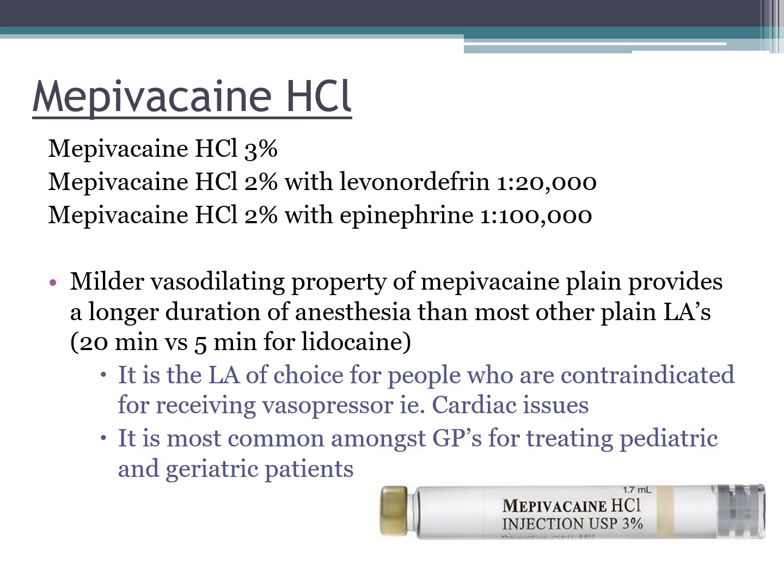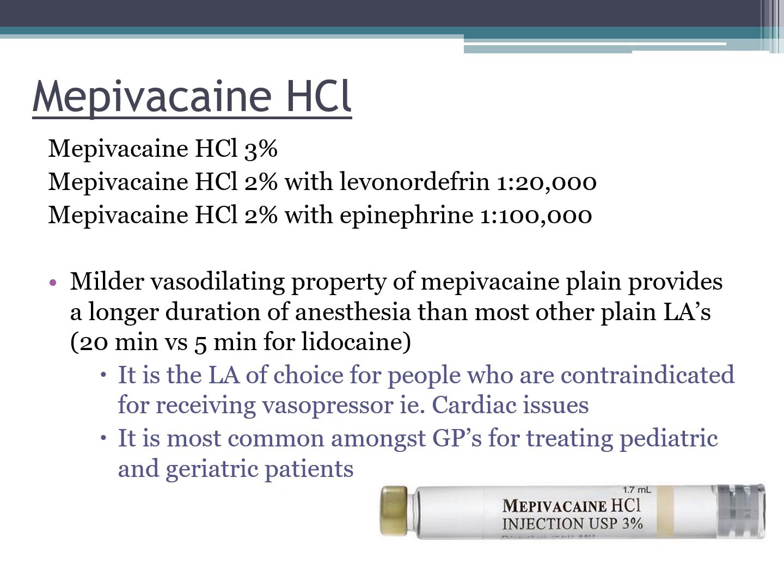Let's talk about mepivacaine HCl. Mepivacaine HCl 3% plain, which means it has no vasoconstrictors like epinephrine and levonordefrin in it. Mepivacaine also comes with the vasoconstrictors in them. It has a milder vasodilating property. It is a milder vasodilating property of mepivacaine plain, and it provides a longer duration of anesthesia than most plain local anesthetics.